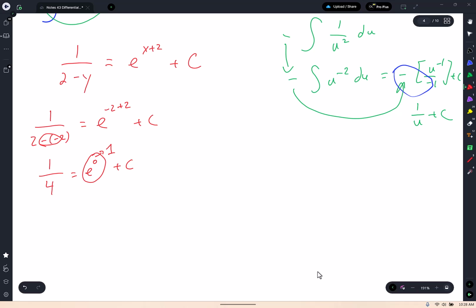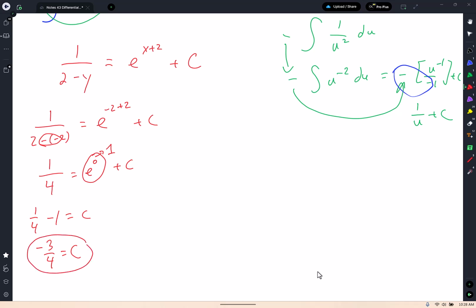So I'm going to move that to the left. 1/4 minus 1 equals c. So 1/4 minus 1 is a negative 3/4. And now slow down. Okay. This number, plug it in right there. Hopefully there are no mistakes. 1 over 2 minus y equals e to the x plus 2 minus 3/4.